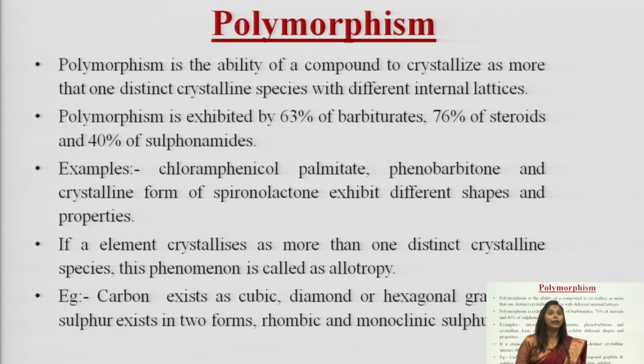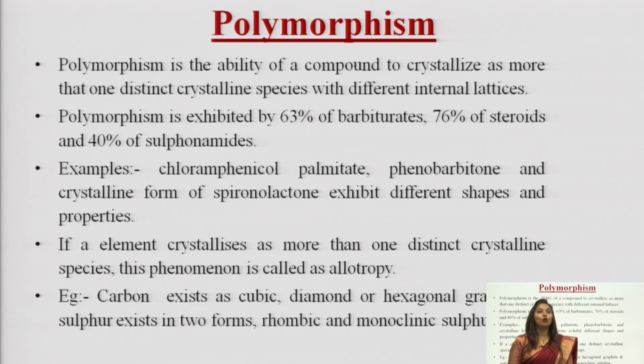Polymorphism is the ability of a compound to crystallize as more than one distinct crystalline species with different internal lattice. Polymorphism is exhibited by 63% of barbiturates, 76% of steroids and 40% of sulfonamides. So polymorphism we see most in steroids, then in barbiturates as well as in sulfonamides.